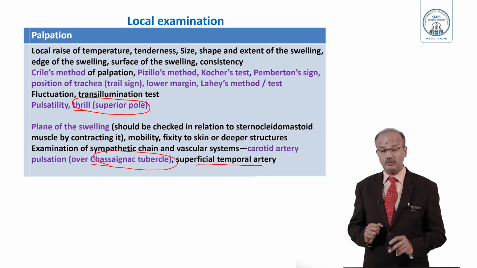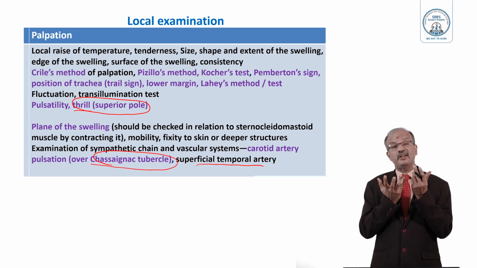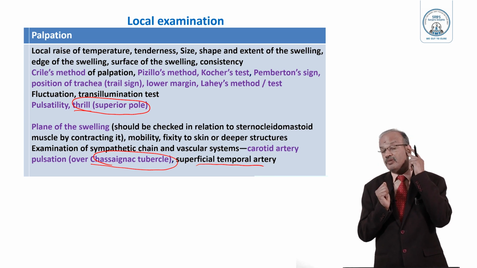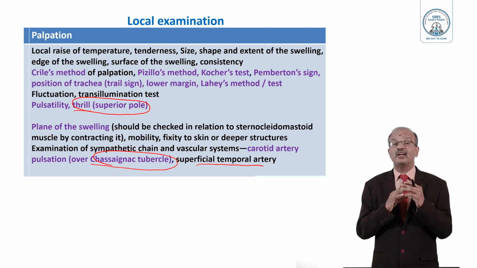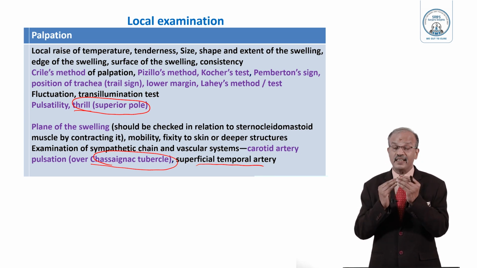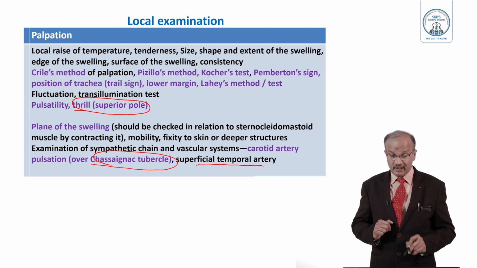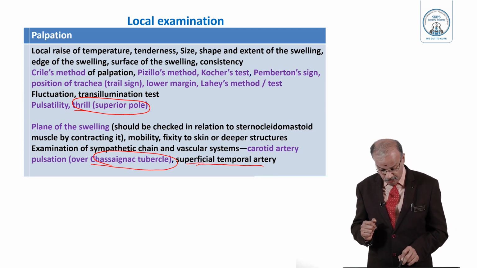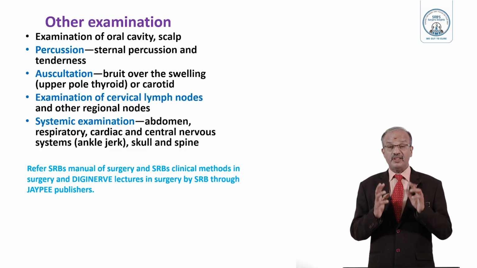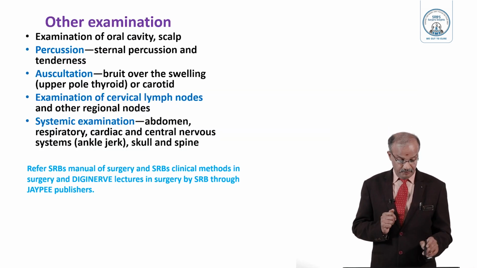Superficial temporal artery has to be examined in a large thyroid. If the carotid artery is not felt, check whether the superficial temporal artery is palpable. If it is palpable, arterial perfusion through the artery is still there. If it is not palpable, it is fully encased and blocked. So if the carotid is not felt, the superficial temporal artery should be examined. That's the reason why I have put the superficial temporal artery. So other examination is important.